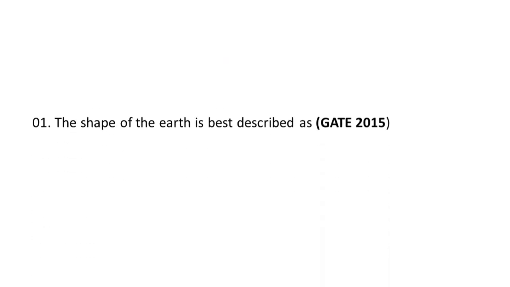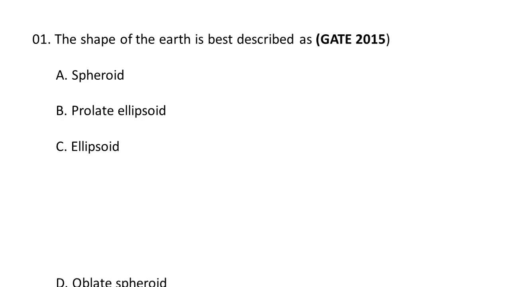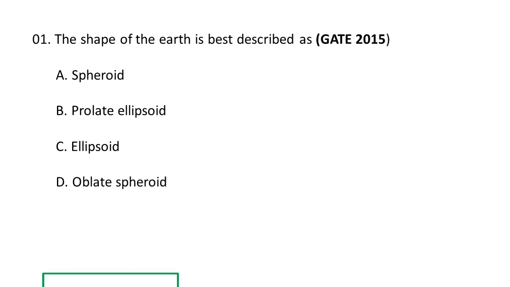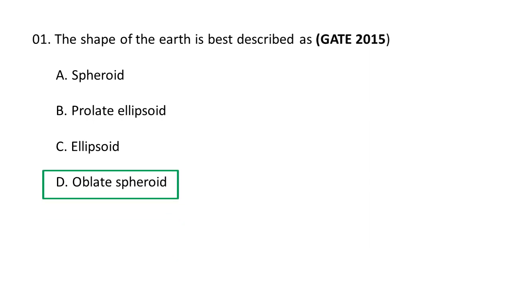The shape of the earth is best described as A. Spheroid, B. Prolate ellipsoid, C. Ellipsoid, D. Oblate spheroid. So the correct option is the shape of the earth is best described as an oblate spheroid. Earth is an oblate spheroid, which is a sphere-like shape that's not perfectly round. It's flatter at the poles and rounder at the equator because of its spinning motion, which causes it to bulge in the middle. So this makes the earth look like a squished sphere. So the shape of the earth is best described as an oblate spheroid, D is the correct answer.